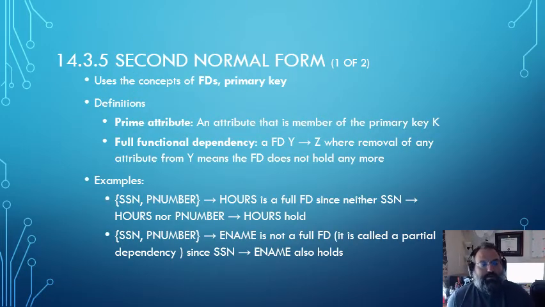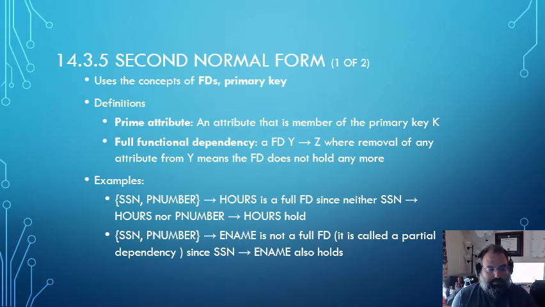Second normal form uses the concept of functional dependencies and primary keys. The definition: a primary attribute is an attribute that is a member of the primary key K. Full functional dependency: a functional dependency Y implies Z, where the removal of any attribute from Y means that the functional dependency does not hold any longer.